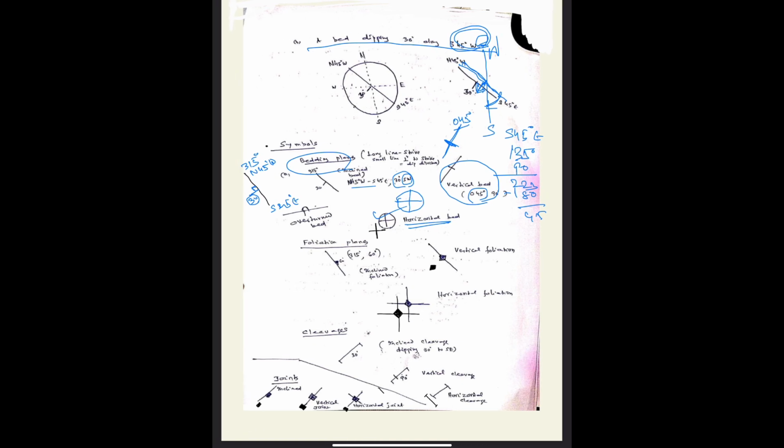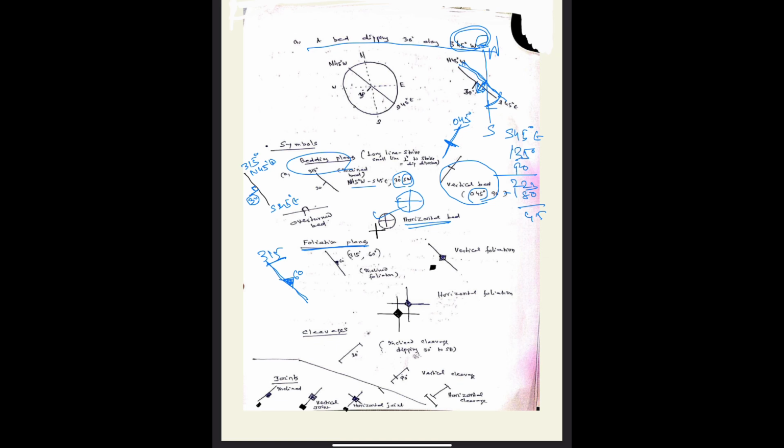And if it is a foliation plane, then we draw a long line to indicate the strike, a triangle like this with dip amount at its one end, like this. This is for a foliation plane dipping 60 degree towards northeast, having strike 315 degree.